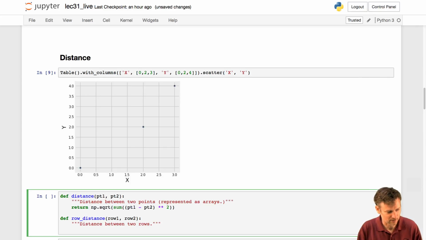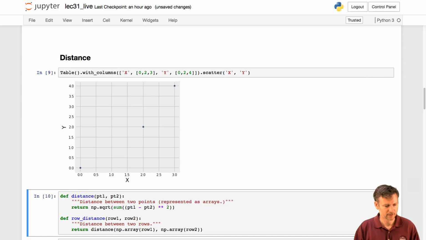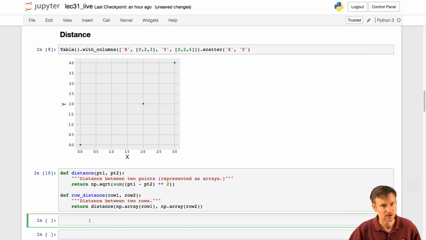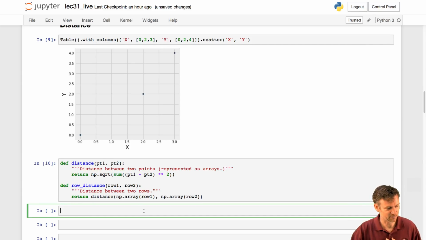Okay? So let's convert the first row to an array. Let's convert the second row to an array. And now that they're arrays, we know how to compute the distance between them. We use that function we just wrote. I call it distance. And that'll give me the distance between them. So in this way, I obtain some code that will let me compute the distance between 2 patients, 2 rows in the table. And this distance is my notion of similarity. A small distance represents similar patients.